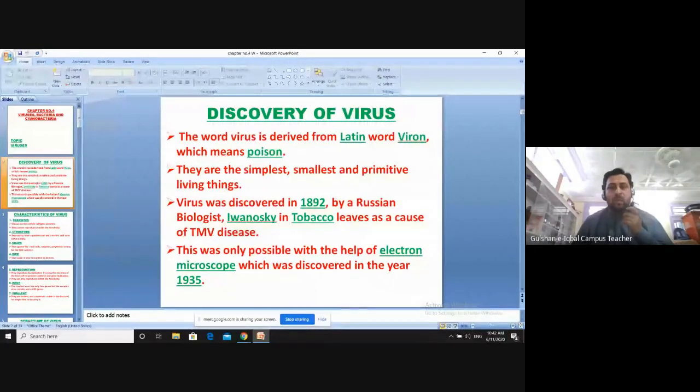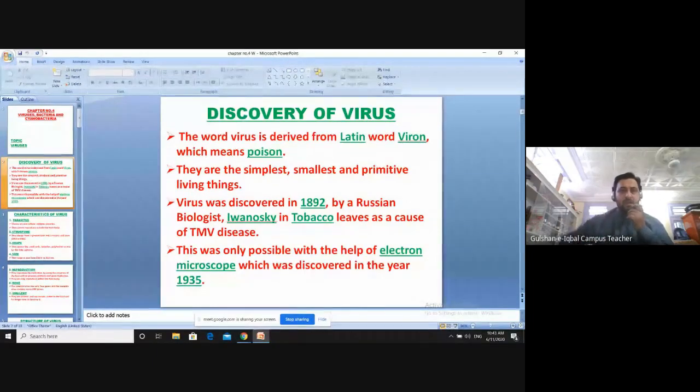After that, when the electron microscope was discovered in the year 1935, we became able to find out more about viruses. Okay, so it was only when the electron microscope was present. After that, we studied the structure of the virus, what the virus is made up of, how they infect living organisms and other things, and what the properties of the virus are. They were discussed after the discovery of the electron microscope. So this is a small and brief introduction regarding the virus.